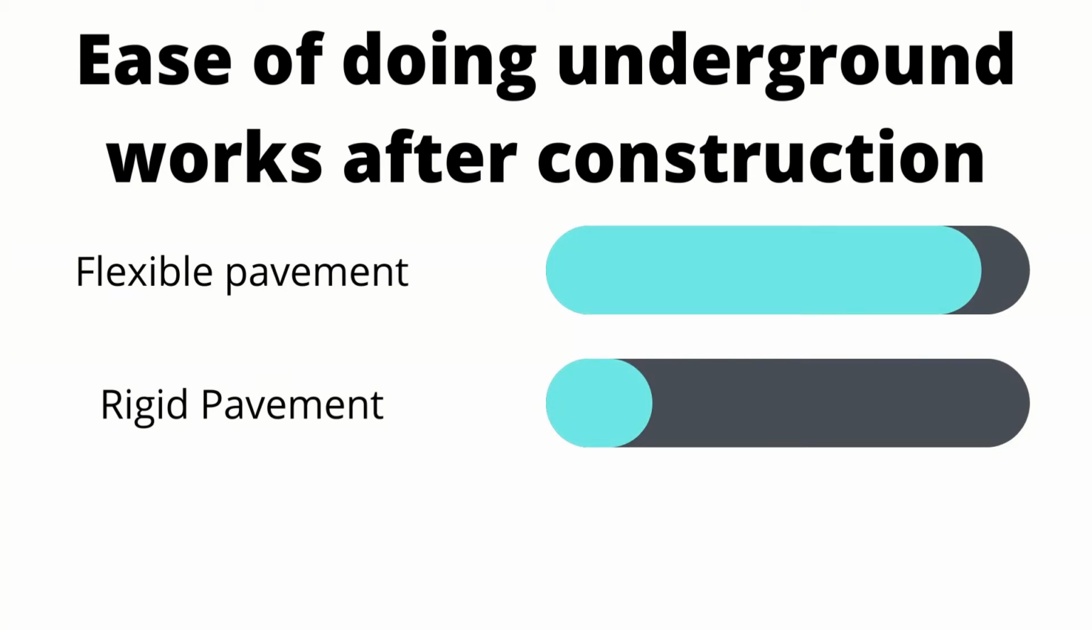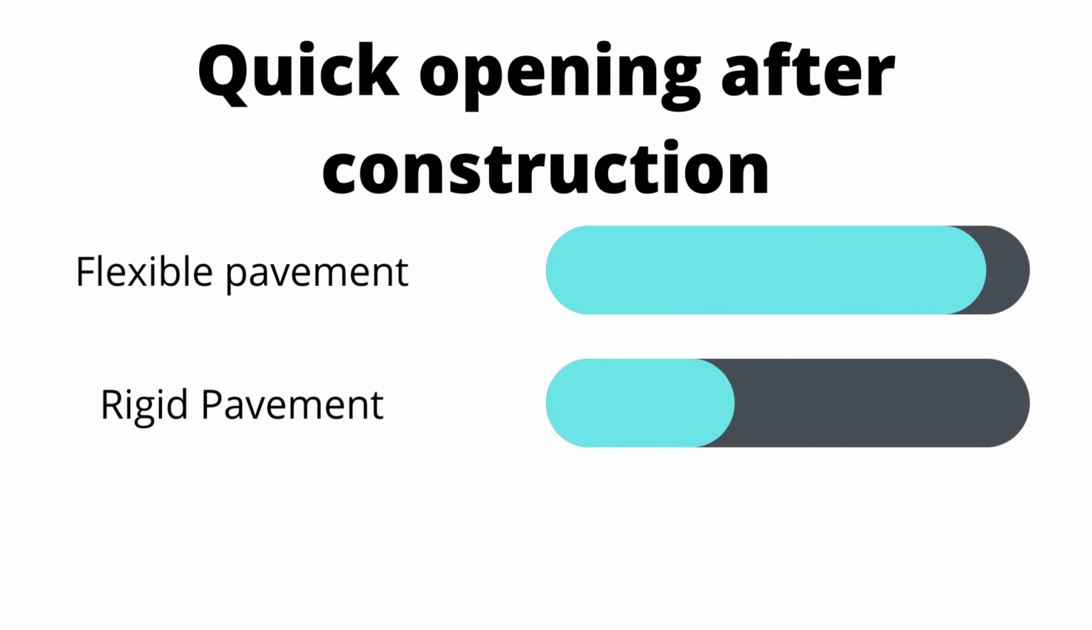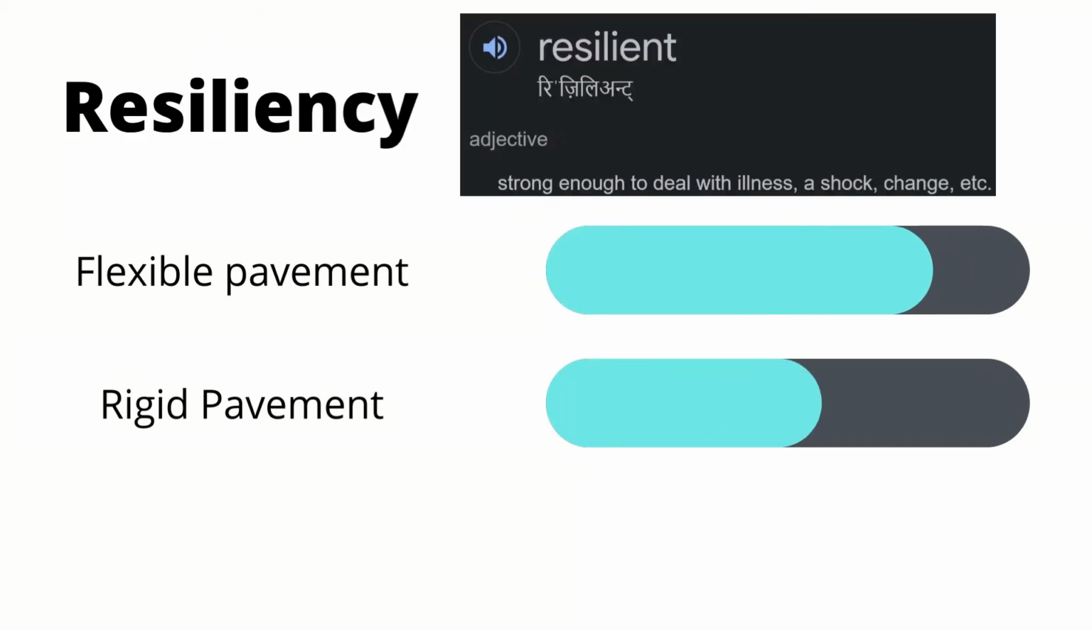Next, we have the point of quick opening after construction. Flexible pavement can be opened shortly to the traffic after construction, whereas rigid pavements require curing after construction and thus cause delay in opening to traffic. Being resilient means being strong enough to deal with change or shock. So, flexible pavements are more resilient to traffic loads.